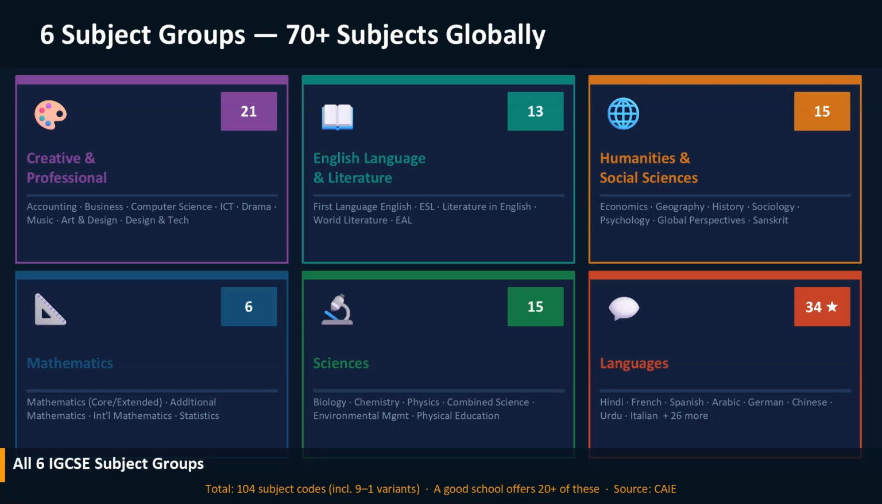Okay, languages. This is where I get the most questions. First, English. You have more than one option. The most common is First Language English, code 0500. This is for students who are fully comfortable in English. Advanced reading, essay writing, unseen passages. Most Indian IGCSE students take this one.